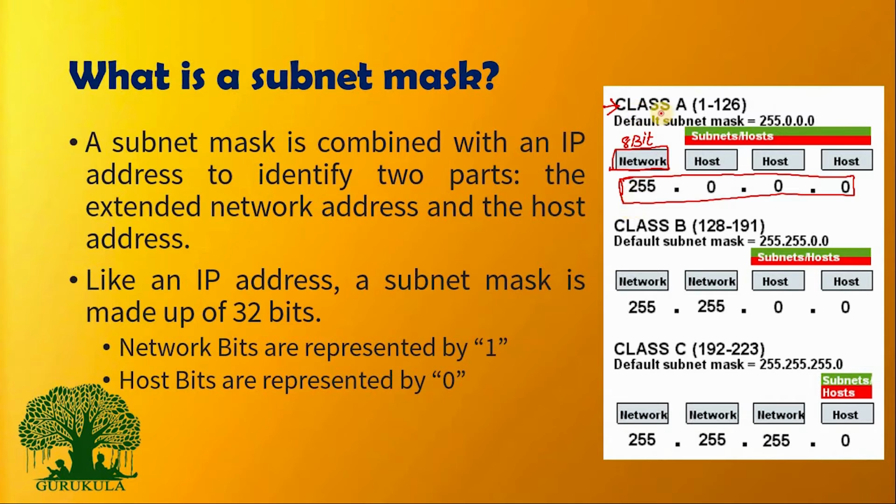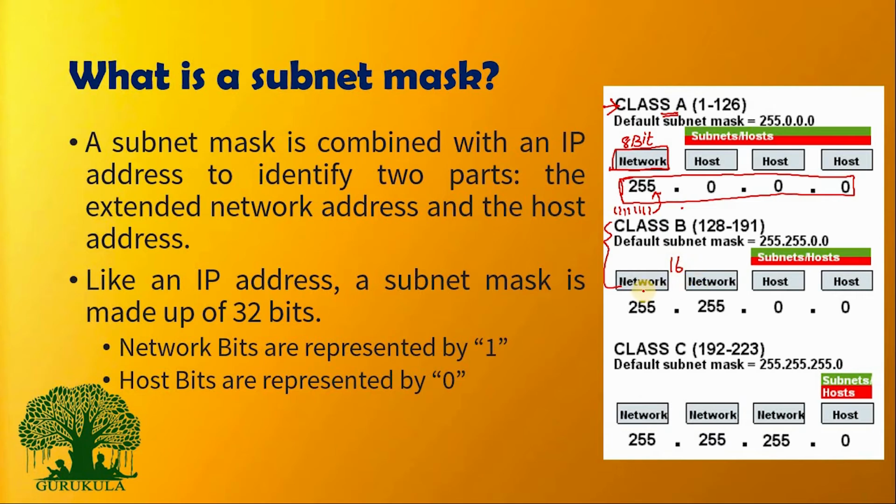As far as class A is concerned, you have 8 bits for the network. So in the subnet mask, you will have 8 bits of ones for the network part, which when converted into decimal gives 255, and all the remaining bits represent the host, which means all zeros, and converting that to decimal, you get 0 again. So the default subnet mask for class A IP addresses is 255.0.0.0.